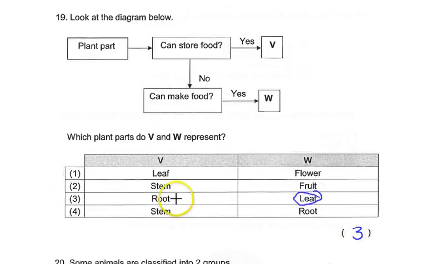Okay, roots, there are plants that can store food in roots. So this is number 3. V could be a carrot. All right. And the leaves make food and store food. Okay, let's carry on.